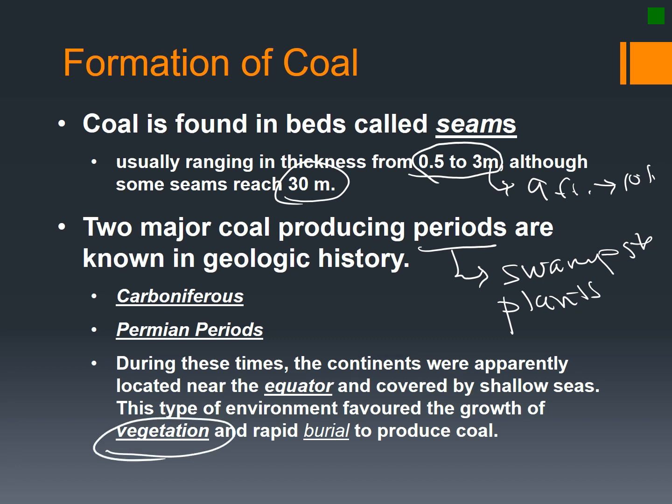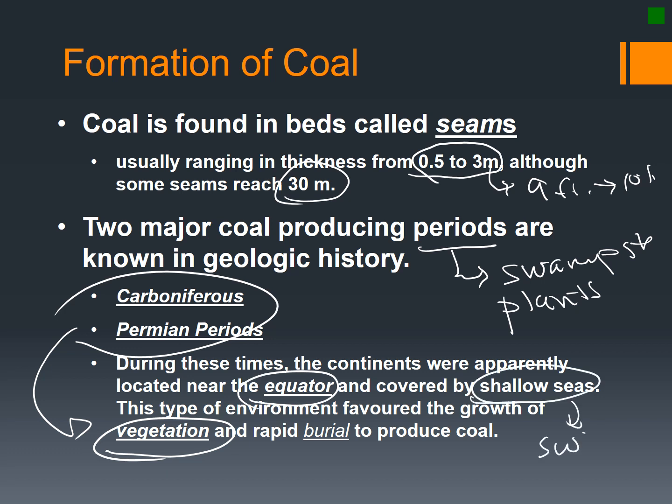Once again, there was a lot of vegetation during these two periods, and it was all by the equator, so it was extremely warm, and by shallow seas, which means kind of like swamps. Okay, so it's very shallow, so the plants died and then they were buried really fast and then they were able to be produced into coal.